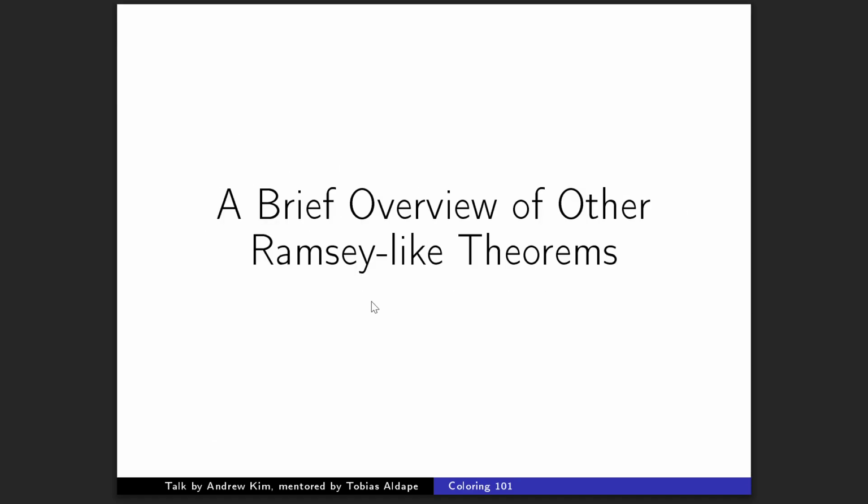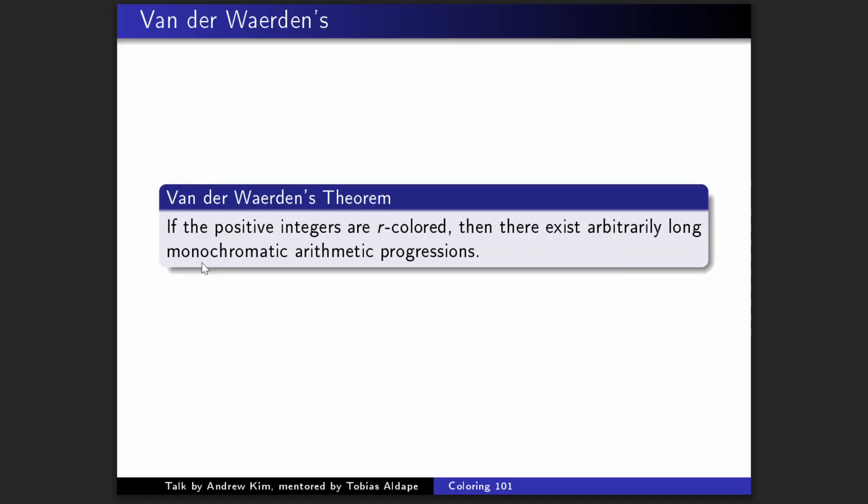So now that we've finished our discussion on Ramsey numbers, I want to go over a few other Ramsey-like theorems. And at first you might be wondering why they're all under this classification of Ramsey-like theorems, because they seemingly have nothing to do with each other. But it turns out that they are actually related in interesting ways, which I'll talk about later. So the first one I want to talk about is van der Waerden's theorem, which says that if the positive integers are r-colored, then there exist arbitrarily long monochromatic arithmetic progressions.